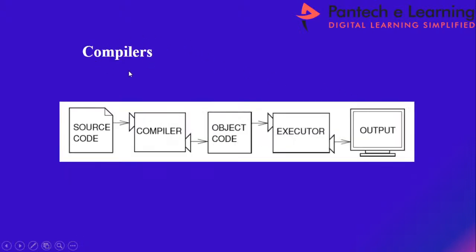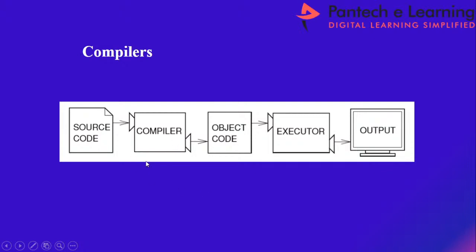And when you go for the compilers, all these are the different blocks that are present in a compiler. It has a source code block. From the source code, it is given to the compiler unit. The compiler checks for some errors. It compiles the entire code. So the source code is converted to the object code. And then it is given to the executor block. The executor executes and finally we are getting the output at the output screen.